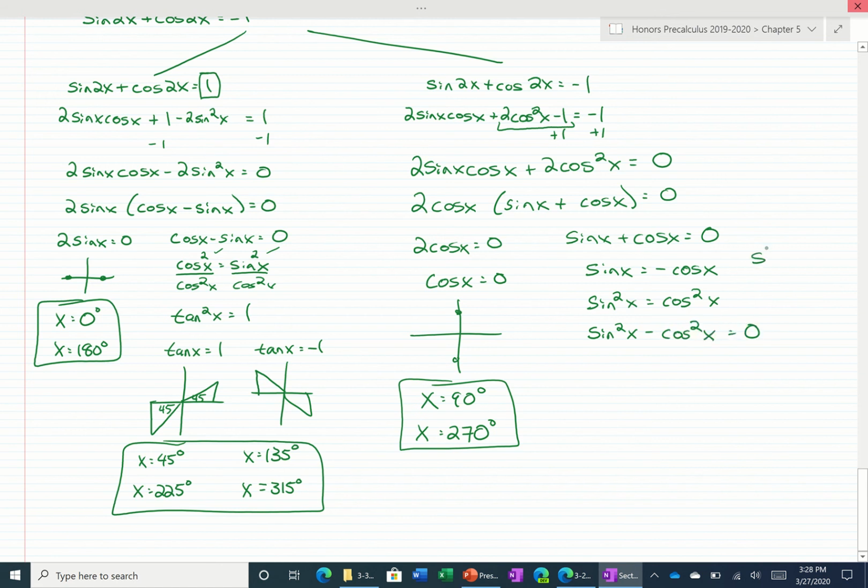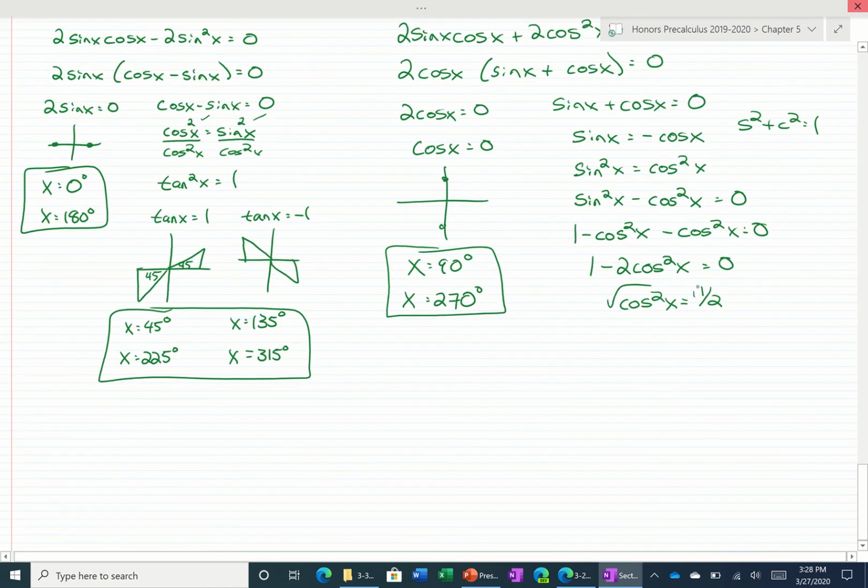I know the Pythagorean theorem says sine squared plus cosine squared is 1. Well, that would mean that sine squared would be 1 minus the cosine squared of x. So I get 1 minus 2 cosine squared of x equals 0, or cosine squared of x is equal to 1/2.